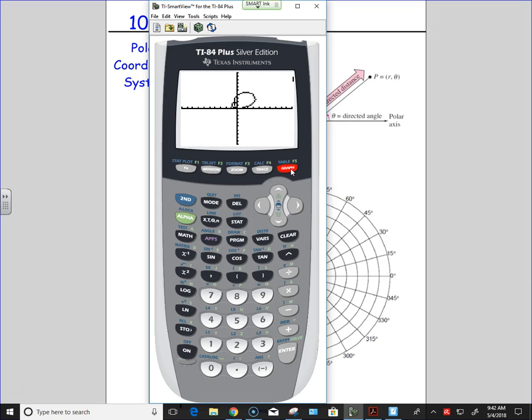So we have 1 petal, 2 petals, 3 petals, 4 petals, 5 petals, 6 petals.